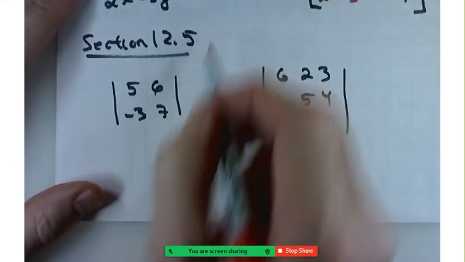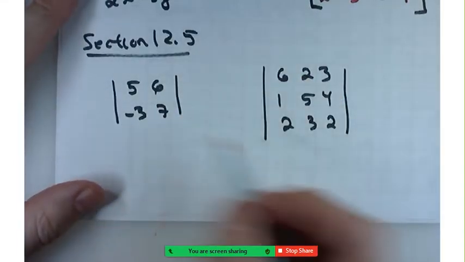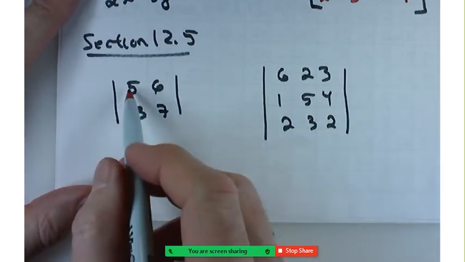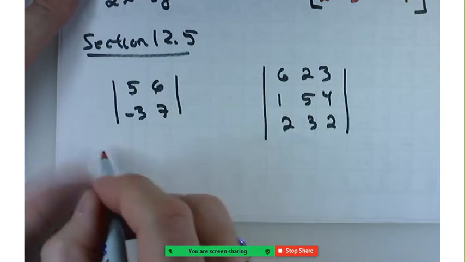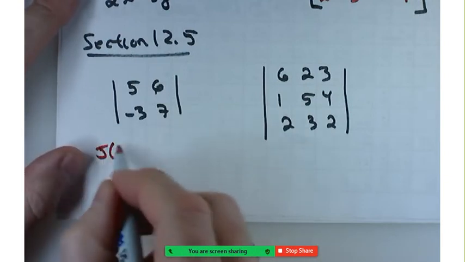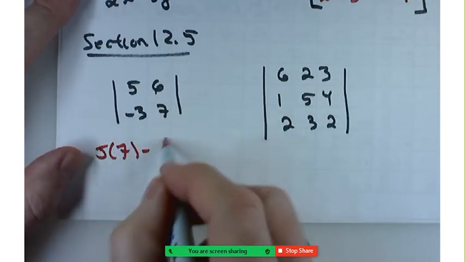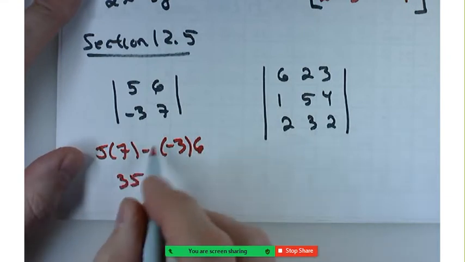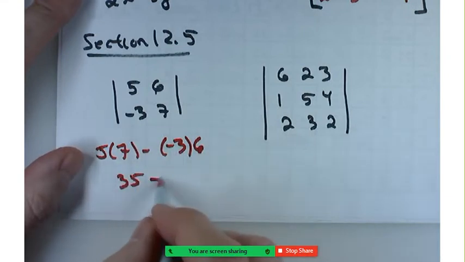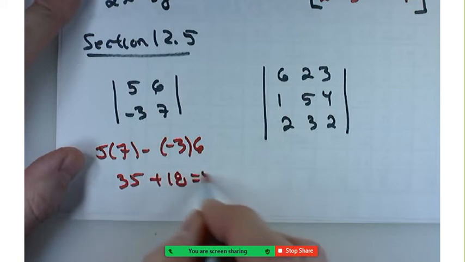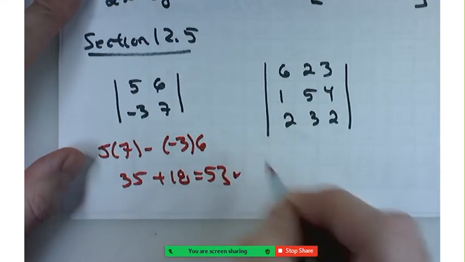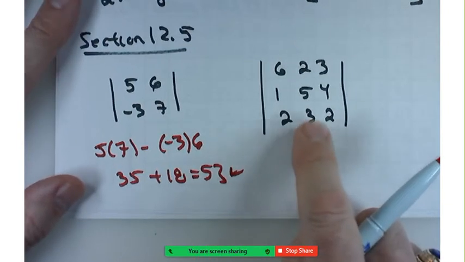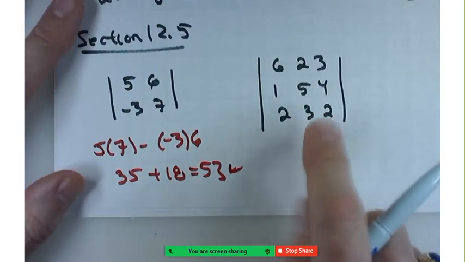12.5 again. I wasn't really here. A 2 by 2 matrix. You should be able to calculate the determinant of that. It's just this times this. So 5 times 7 minus -3 times 6. So 35 minus and a minus, we have plus 18 is 53. Done. I might give extra credit if you can show me that you can calculate a 3 by 3 determinant on a calculator.